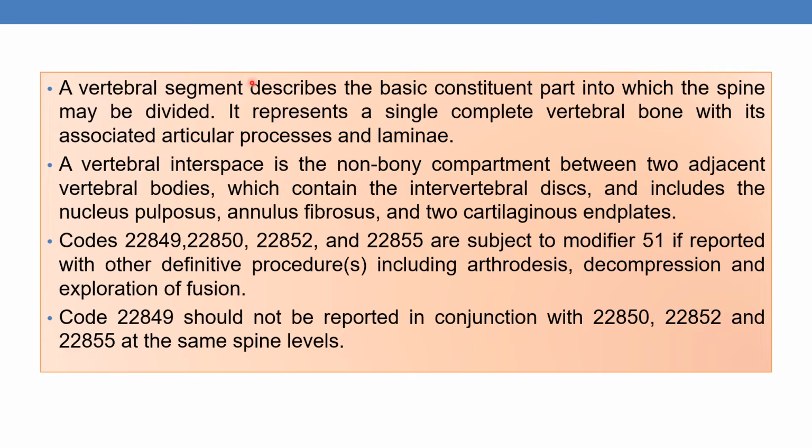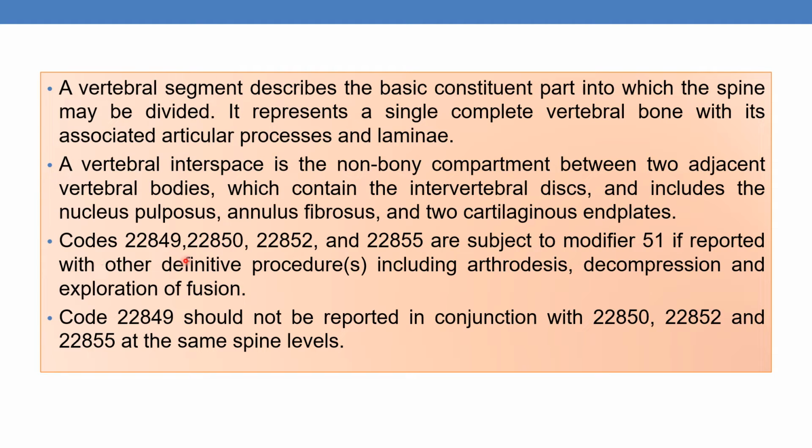And a vertebral segment is described as the basic constituent part into which a spine may be divided. Vertebral segment represents a single complete vertebral bone with its associated articular processes and laminae. Vertebral interspace is a non-bony compartment between two adjacent vertebral bodies which contains the intervertebral discs and includes the nucleus pulposus, annulus fibrosus and two cartilaginous end plates.